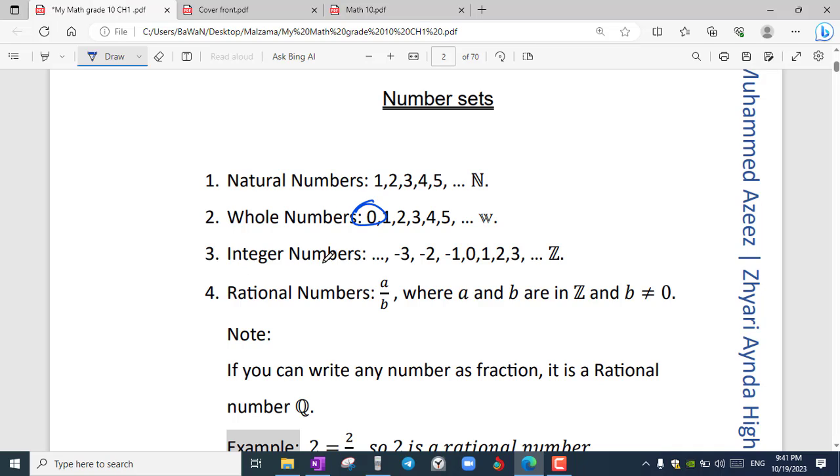After this we have integer numbers. Integer numbers is all positive whole numbers, negative numbers, and 0. Integers doesn't have any point or fraction.